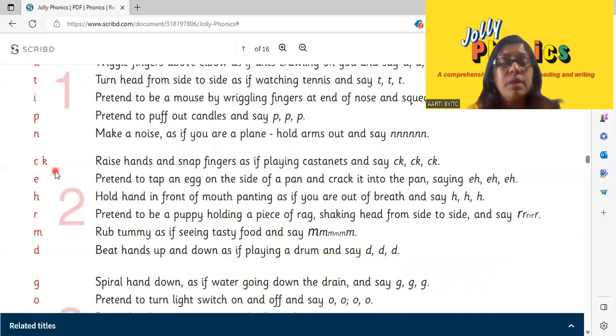It is very simple that the sound of letter C and letter K are resembling each other. Sound of letter C is k, sound of letter K is also k. So it is very difficult to distinguish, so need not put pressure on the child. It is okay if they say, okay ma'am, the sound of letter C and letter K looks the same, or I can hear it as the same sound. Perfectly fine, no problem. Raise hands and snap the fingers as if playing the castanets.